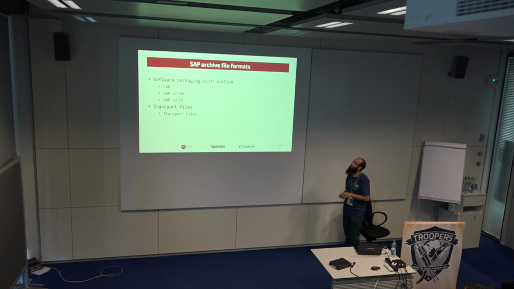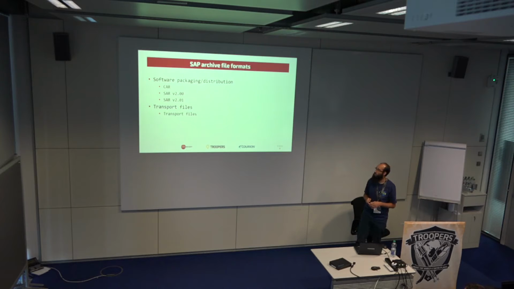So let's go to the archive formats. For software packaging and distribution, there are 3 different versions. The CAR, which is the oldest version of this type of files, and then they have 2 different ones that are a little bit newer. And well, obviously, as I mentioned, the transport management system in SAP also uses some file formats that are close to the ones on the archive side.